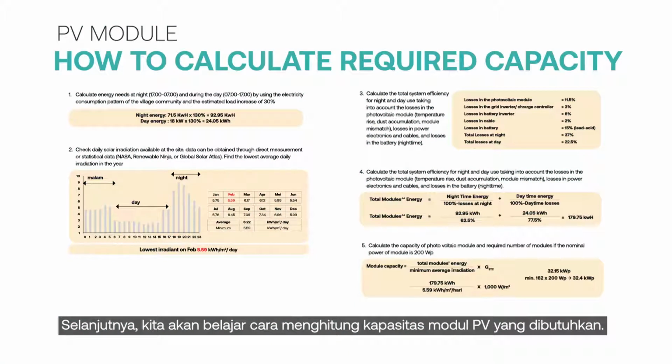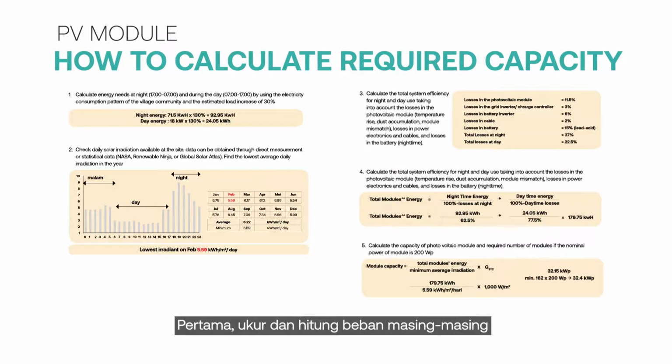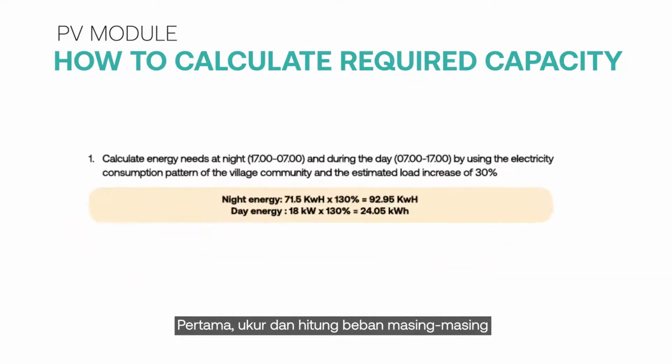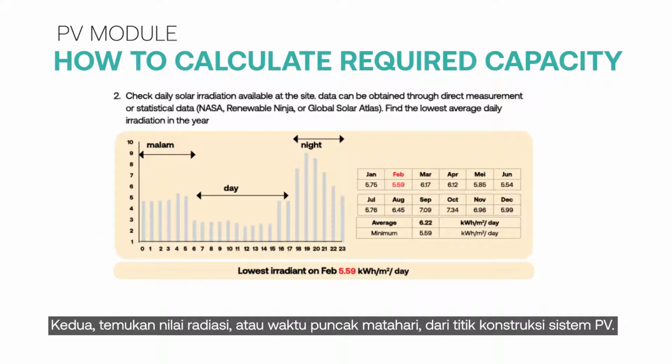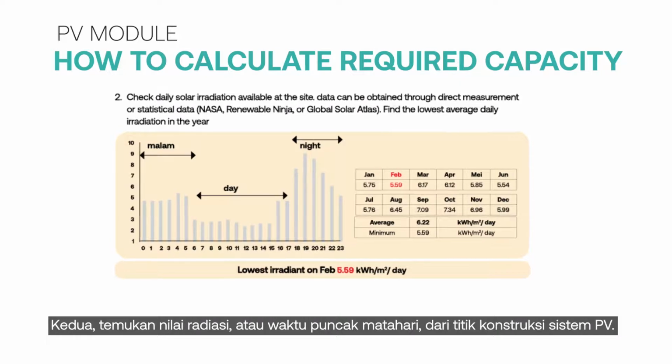Next, we will learn the steps on how to calculate required PV module capacity. First, measure and calculate the load respectively. Day load that is from 7 a.m. to 5 p.m. and night load that is from 5 p.m. to 7 a.m. Second, find and get the irradiance value or peak sun hour of the PV system construction point.